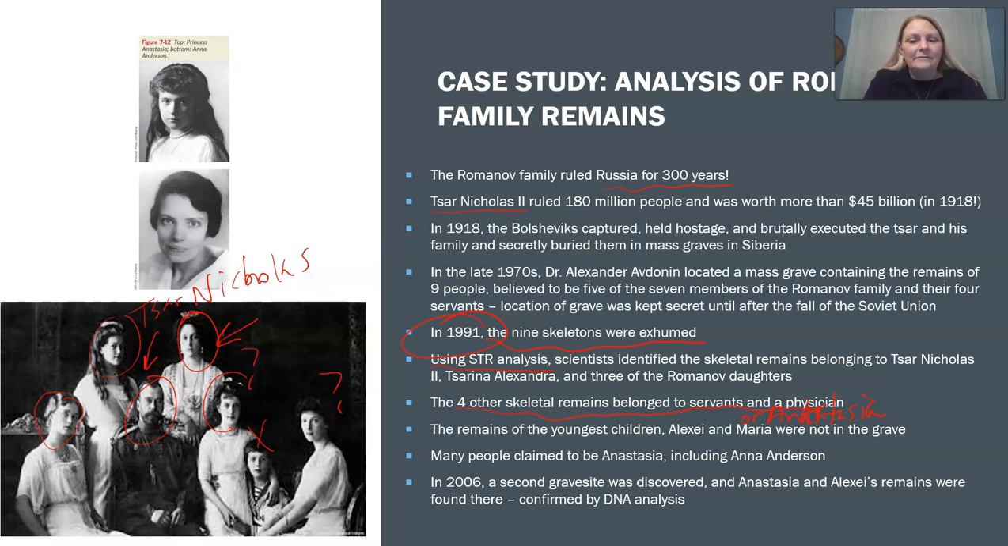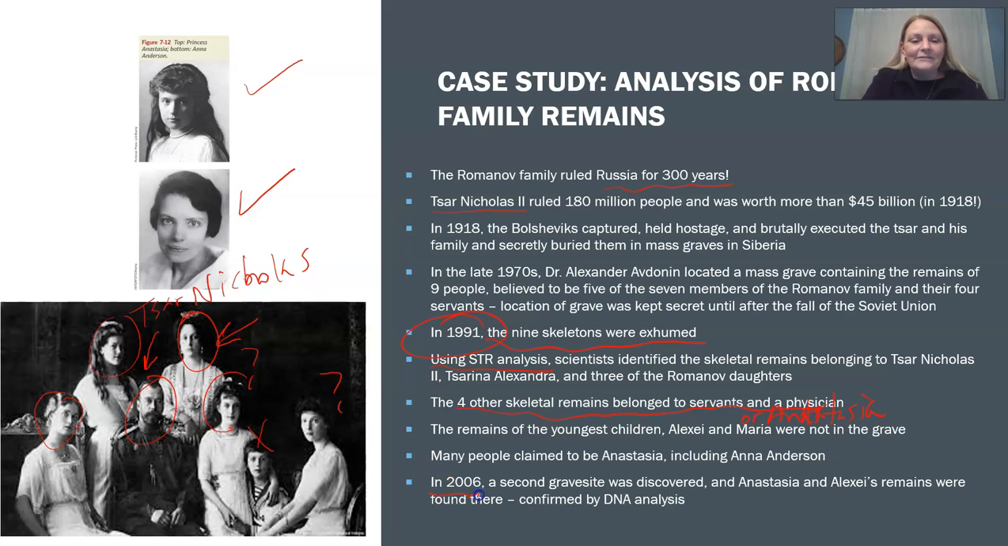It was interesting because there were people who claimed to be Anastasia, one of the daughters, who was thought to be missing still. They claimed that, especially this woman right here, whose name was Anna Anderson. She claimed to be the Anastasia girl, she claimed she wasn't killed and she escaped, and many, many people thought she really was her for like 60 years.